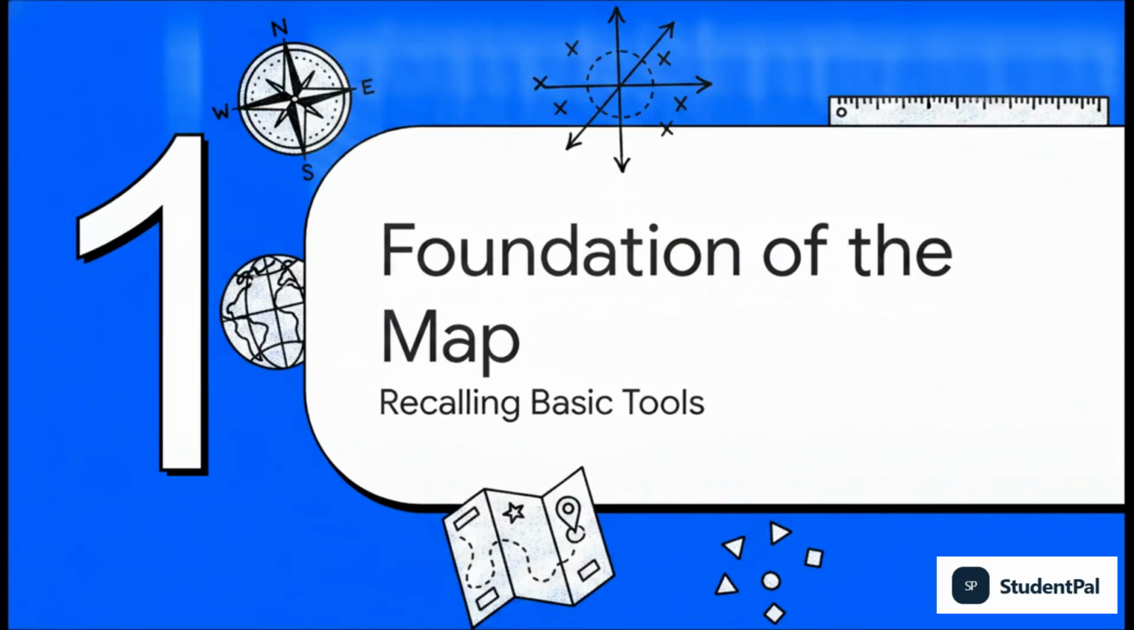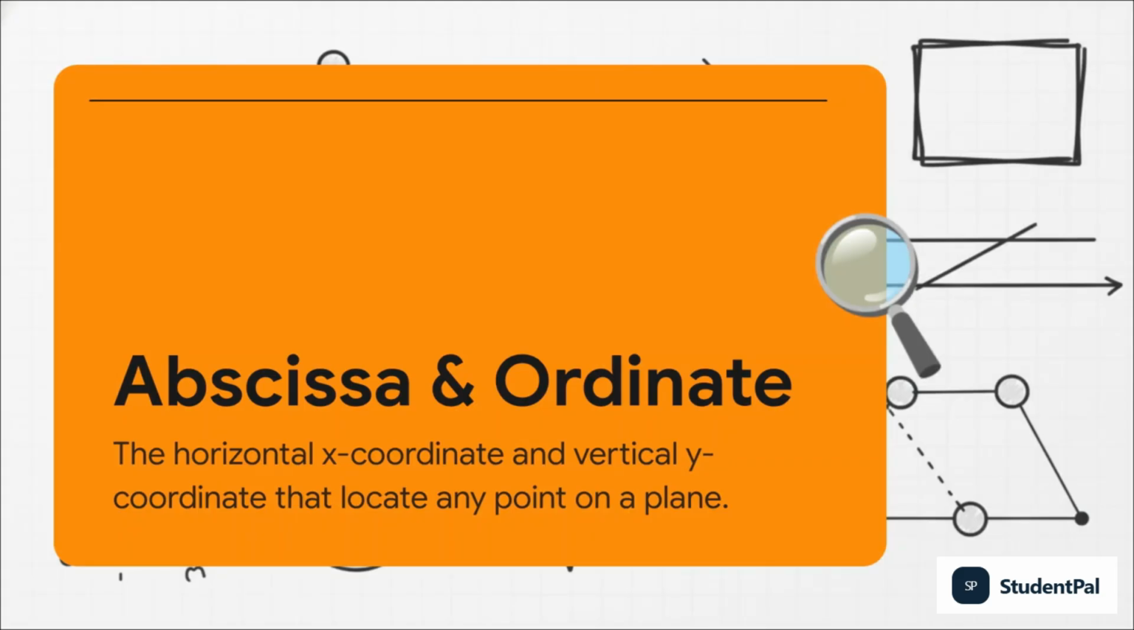All right, Section 1, Foundation of the Map. Let's lay the groundwork by quickly recalling some essential tools you picked up back in Class 9. Remember, to locate any precise position on a flat plane, we absolutely need a pair of coordinate axes. We use an x-coordinate, which has a fancy formal name, the abscissa. This tells us our horizontal distance from the y-axis. And then we have our y-coordinate, the ordinate, giving us our vertical distance from the x-axis. Put them together, and boom, they give every single point its own unique mathematical fingerprint.